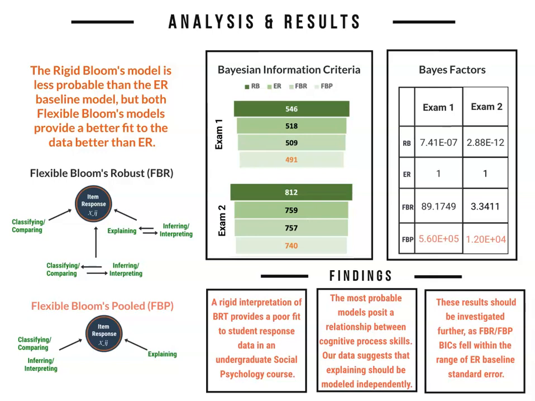We found that a model with a rigid interpretation of BRT, one in which a common shared resource is required for other cognitive processing skills, provided a poor fit to student response data relative to the baseline. A more probable model was the flexible Bloom's robust model, which assumed subsets of skills best describe cognitive processing on the graded assessments. The most probable model, the flexible Bloom's pooled, suggested that explaining should be modeled independently of other cognitive processing skills on a graded assessment.